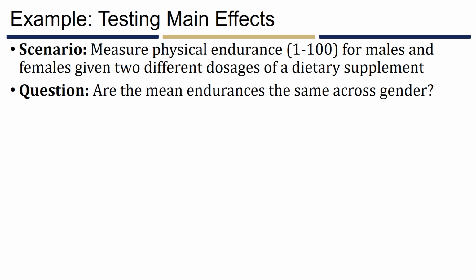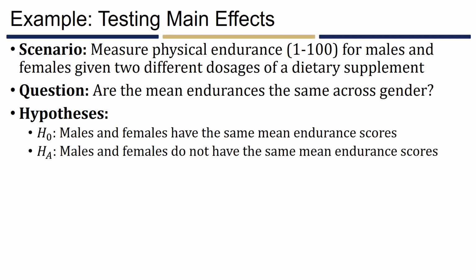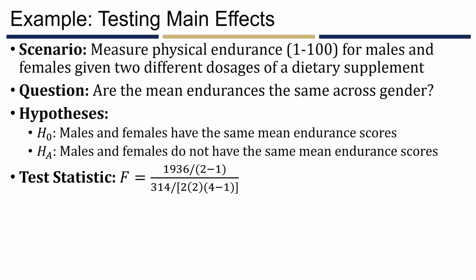Now we can test to see if the mean physical endurance scores are the same across gender. We have the null hypothesis that males and females have the same mean physical endurance scores, against the alternative that males and females do not have the same mean physical endurance scores. The test statistic is going to be the sum of squares due to factor A, 1,936, divided by the number of categories in the row variable minus 1.